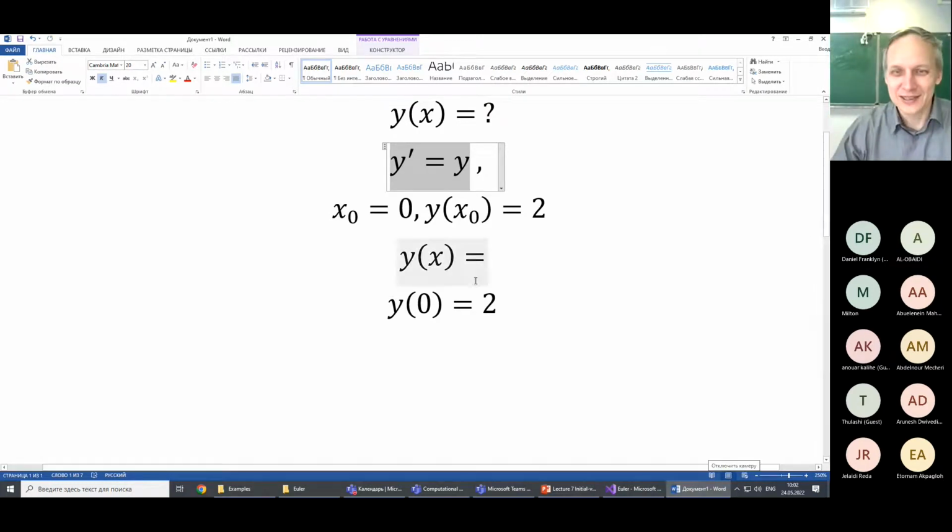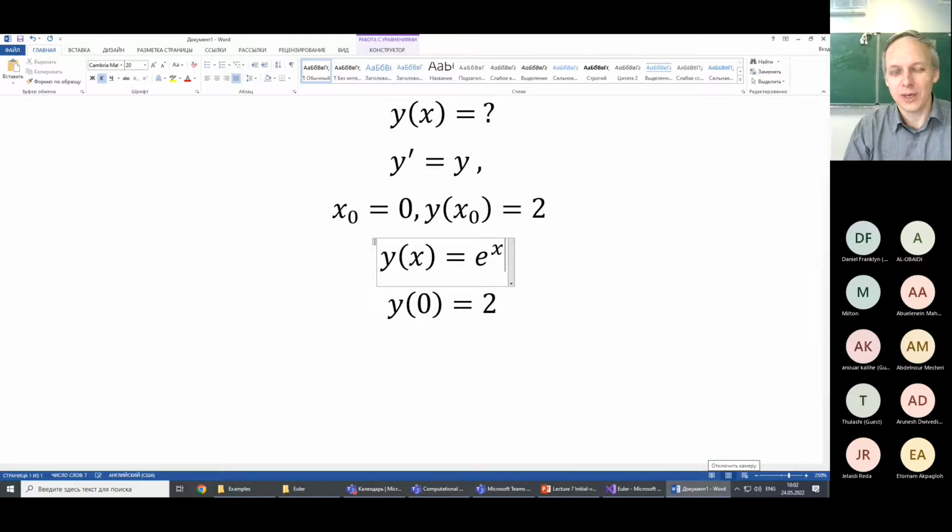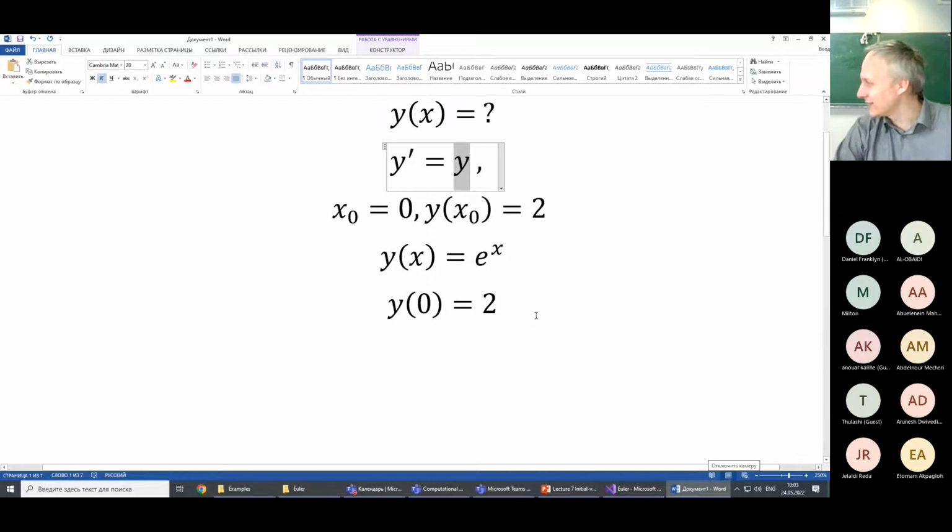But the solution is the exponential function. This function has the property that the derivative of e power x equals e power x. If you compute the derivative of e power x, the derivative will be e power x. Y prime equals y.